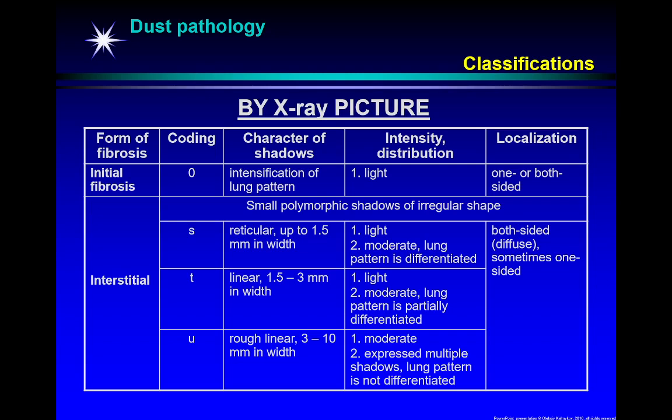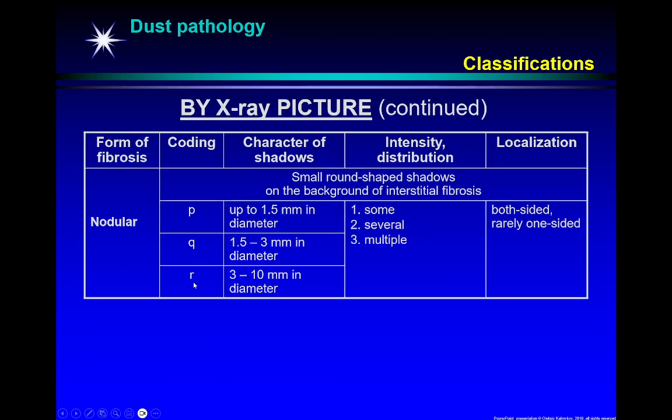The first X-ray kind of pneumoconiosis is interstitial. It starts from interstitial, actually. It is also subdivided, as you can see, with different coding, S, T, U, depending on the size of this reticle, of the linear structures in the lung pattern, into three different grades of this form. Apart from interstitial, we have the nodular form, an X-ray form of any kind of pneumoconiosis.